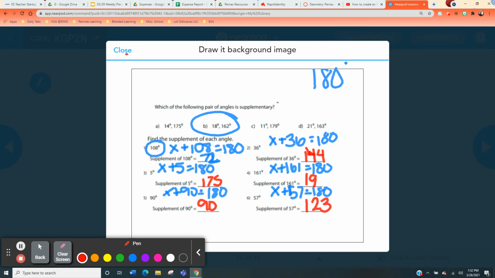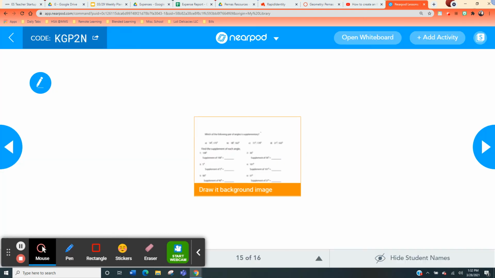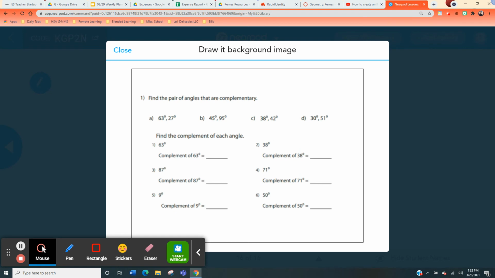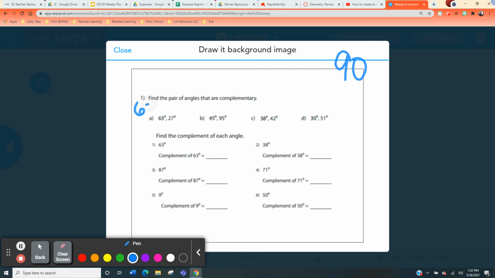Let's go ahead and look at the next slide. So here we have complementary angles, and we're going to do the same thing. We want to first find the pair of angles that is complementary. Remember, complementary angles equal 90 degrees. So 63 plus 27. Let's see what that gives us. That gives us 90. So A would be a complementary angle. I want you to go ahead and do the same thing for the rest.